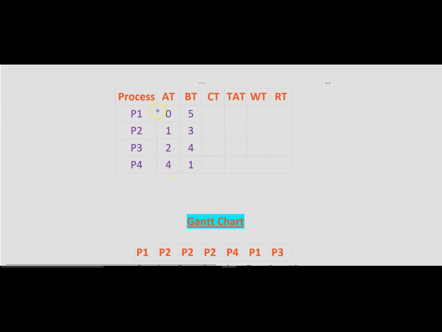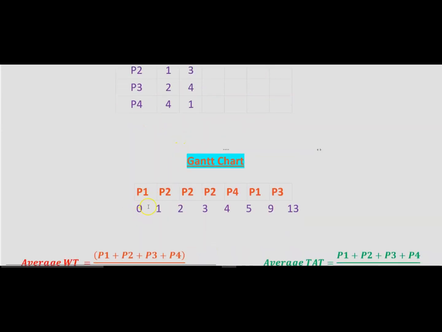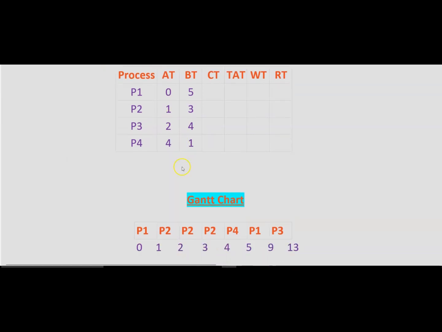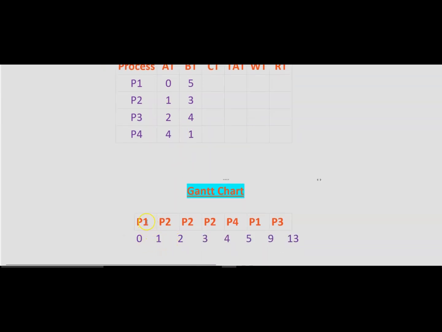That is P1, because I told you the Gantt chart always starts from 0 time interval. So at 0 time interval, which process arrives? That is P1. So it means we will allocate the CPU to P1 process. So in the Gantt chart, I have labeled this from 0 to 1. One time interval only we will move throughout the Gantt chart. From 0 to 1, we allocated the CPU to P1 process.